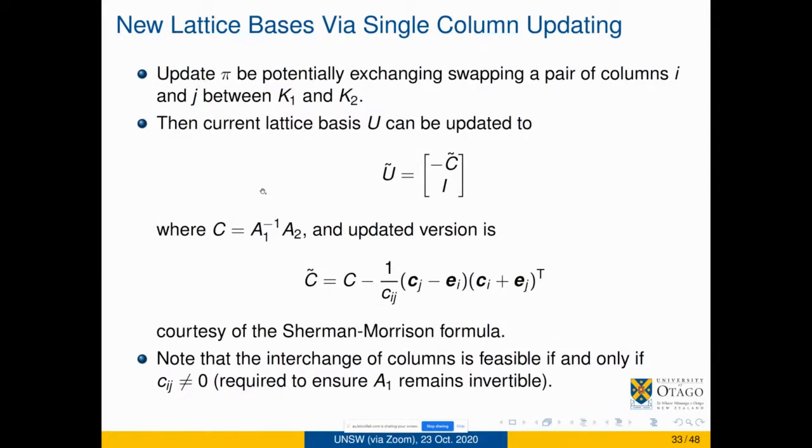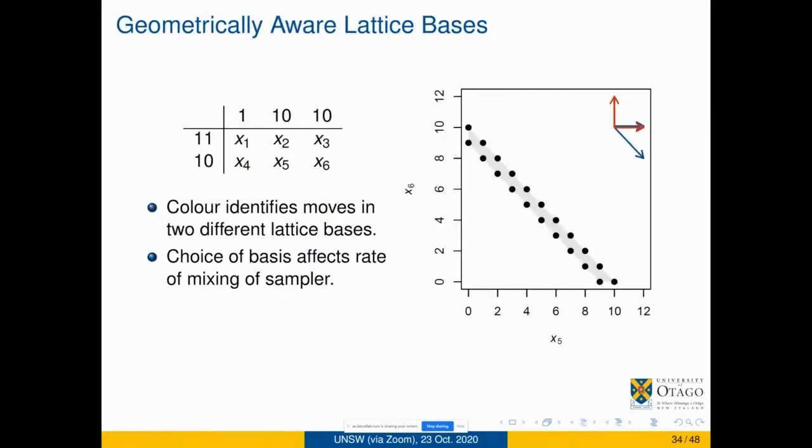Fortunately, that update where I just swap a couple of columns is incredibly quick to compute. It turns out the new lattice basis can be computed very, very quickly, courtesy of the Sherman-Morrison formula. I have to embarrassingly admit that I'd never heard of the Sherman-Morrison formula prior to working in this area. I was delighted to find it in the Annals of Mathematical Statistics in 1951. Frequently, old ideas are very useful. So anyway, this means I can do column updating quickly.